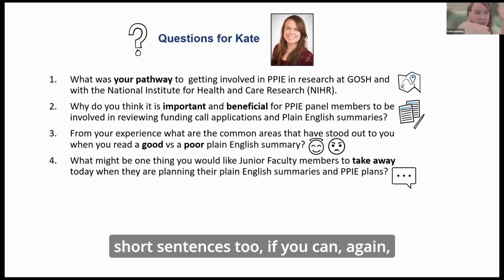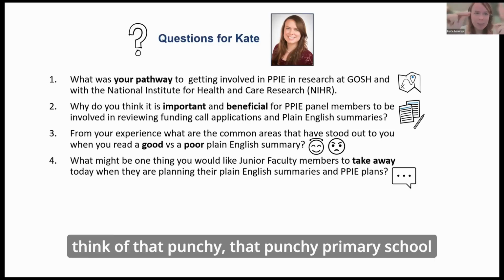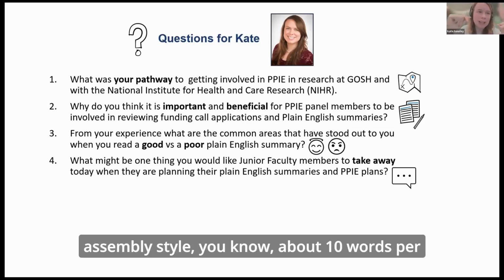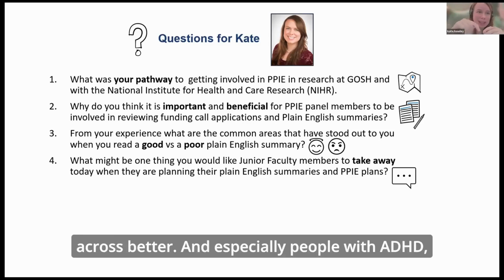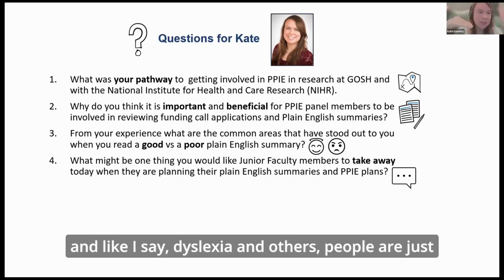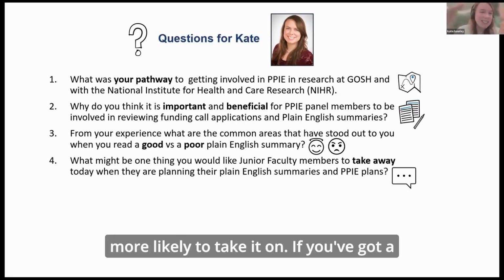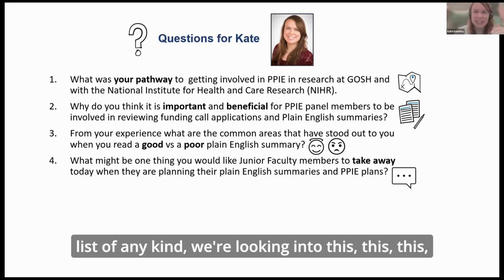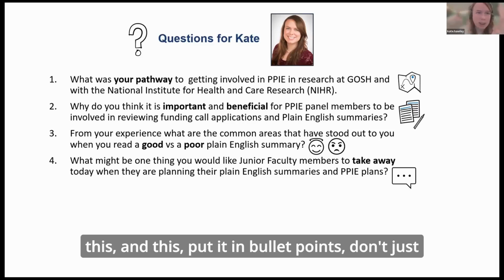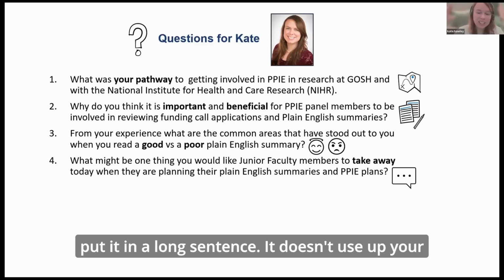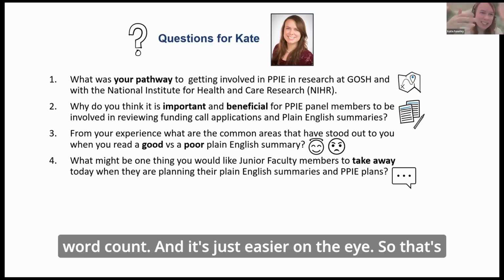And really short sentences too, if you can. Think of that punchy primary school assembly style, about 10 words per sentence. It seems really short, but it just comes across better. Especially people with ADHD and, like I say, dyslexia and others, people are just more likely to take it on. If you've got a list of any kind, we're looking into this, this, this, and this, or we'd like to find this, this, this, and this, put it in bullet points. Don't just put it in a long sentence. It doesn't use up your word count, and it's just easier on the eye.